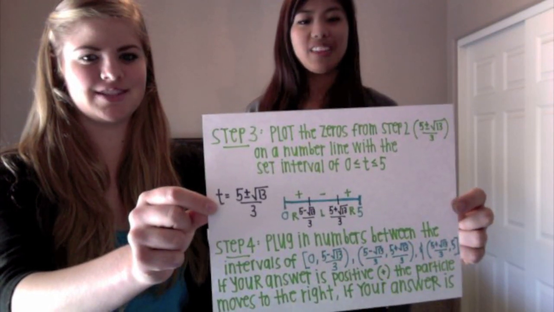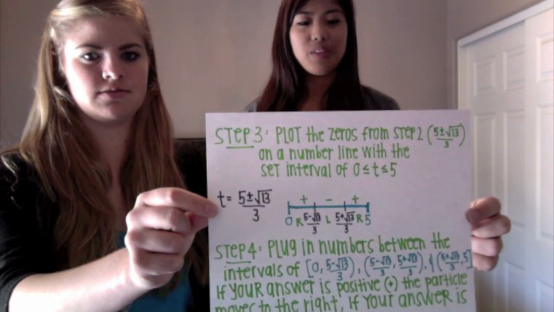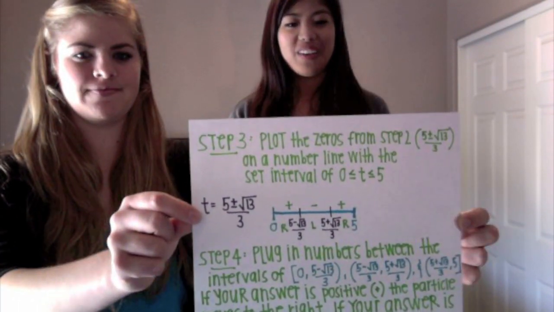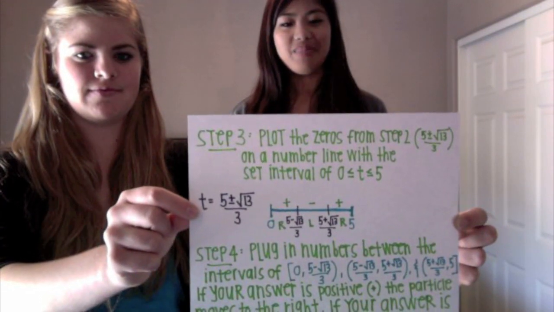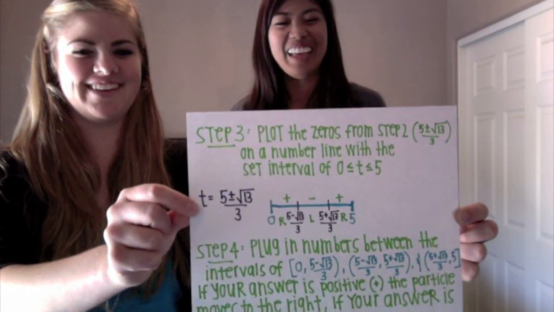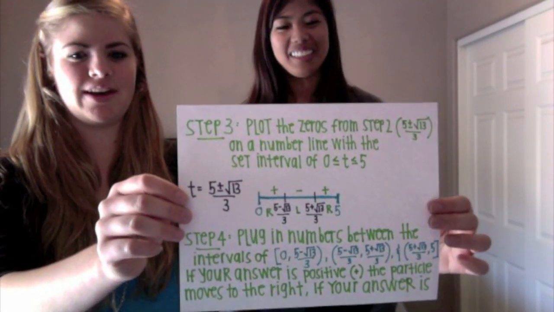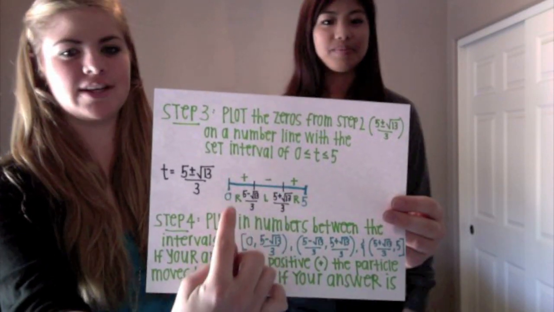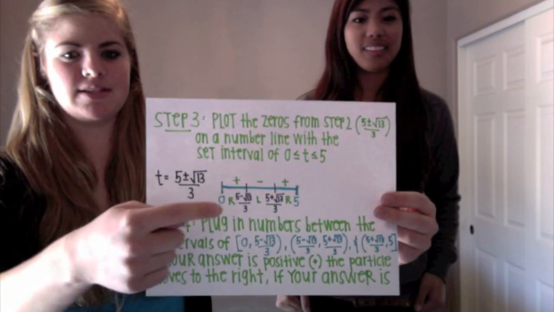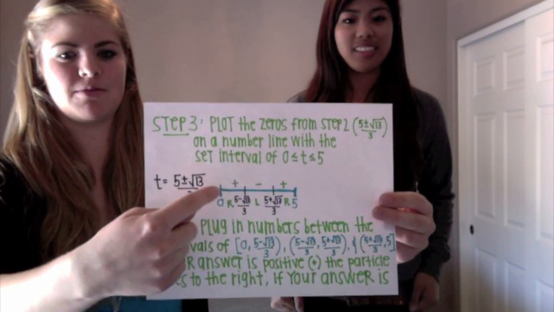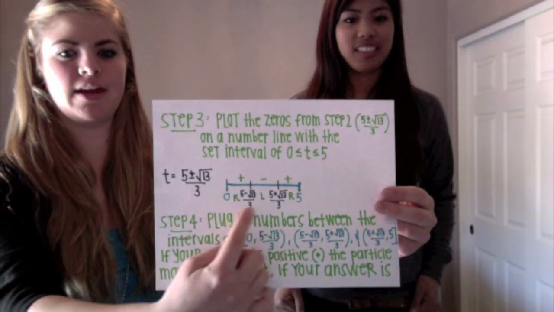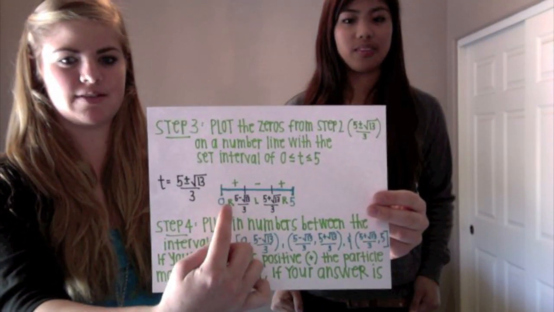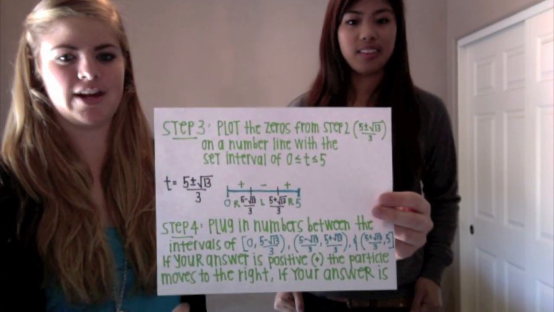Okay, next, plot the zeros from step 2, which is (5 plus or minus square root 13) over 3, on a number line with the set interval given. So for this number line, we plugged in numbers between each one of the coordinates, and we found positive number, negative number, positive number. If it's positive, it's moving to the right. If it's negative, it moves to the left. And if it's positive again, it moves to the right, which is explained right here.